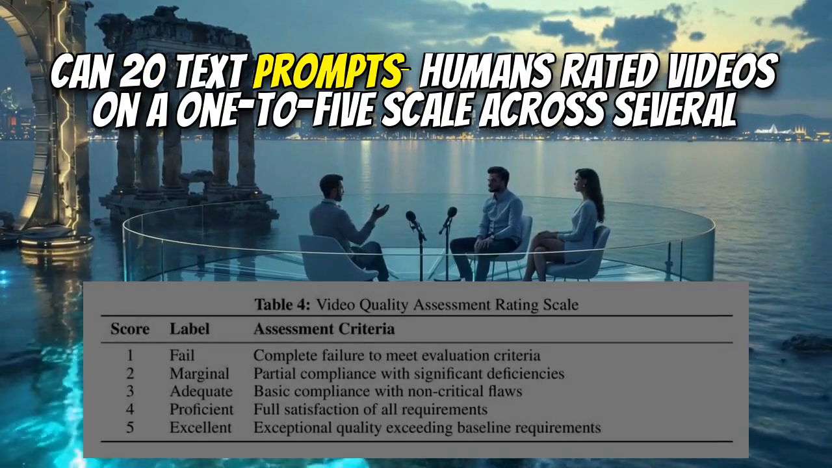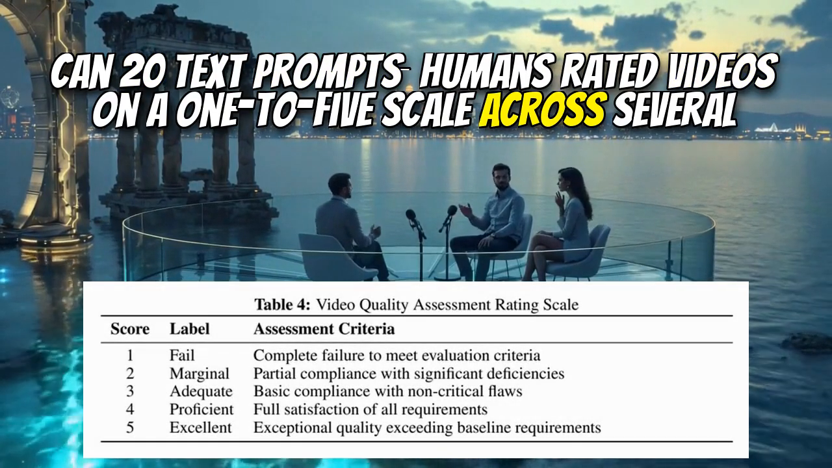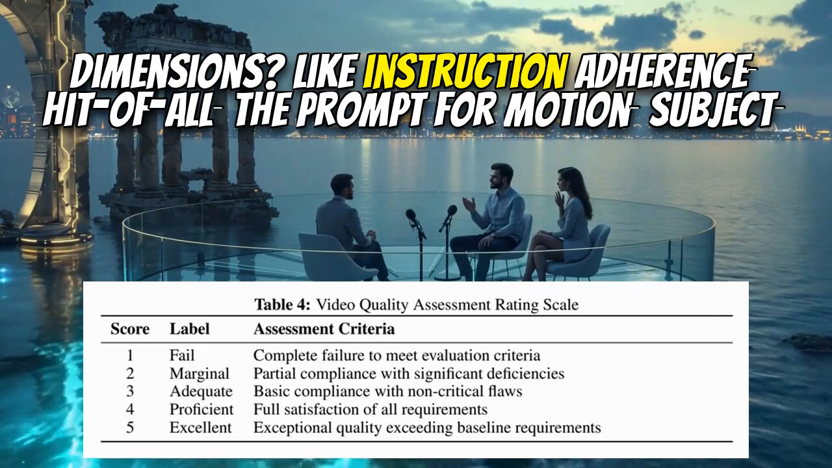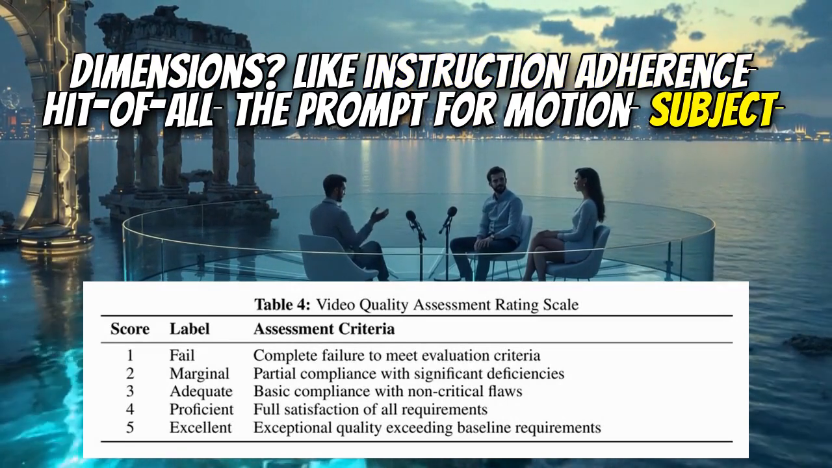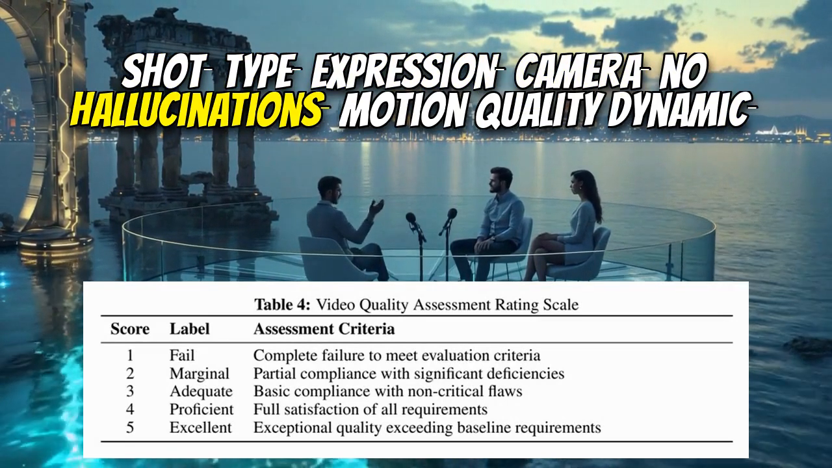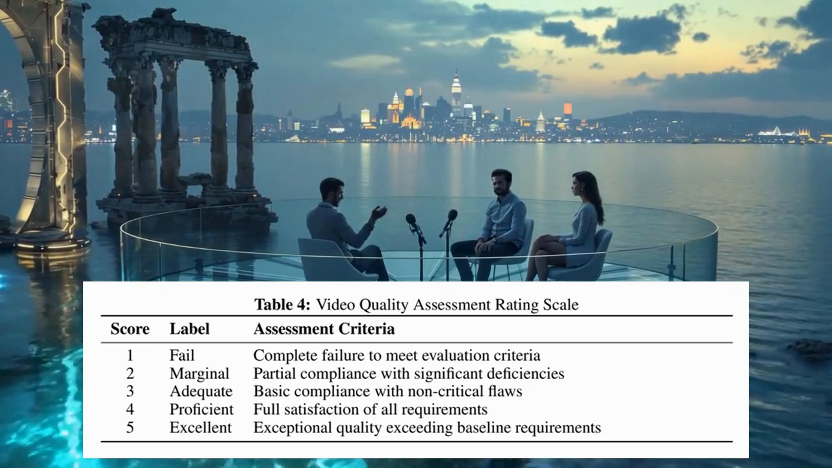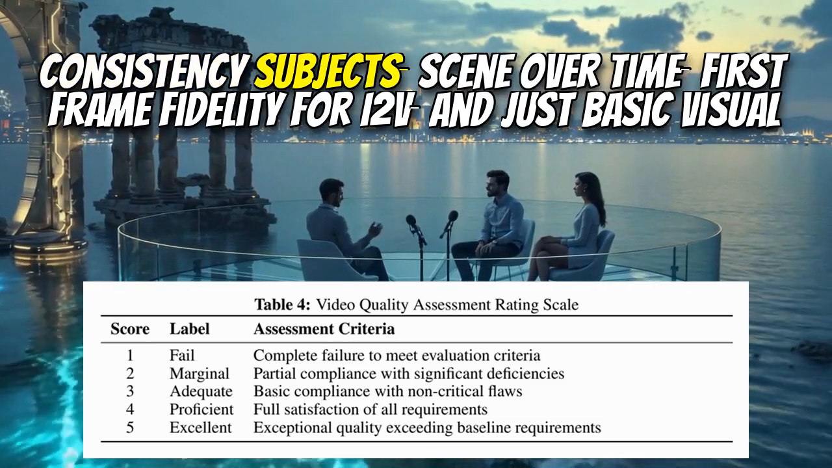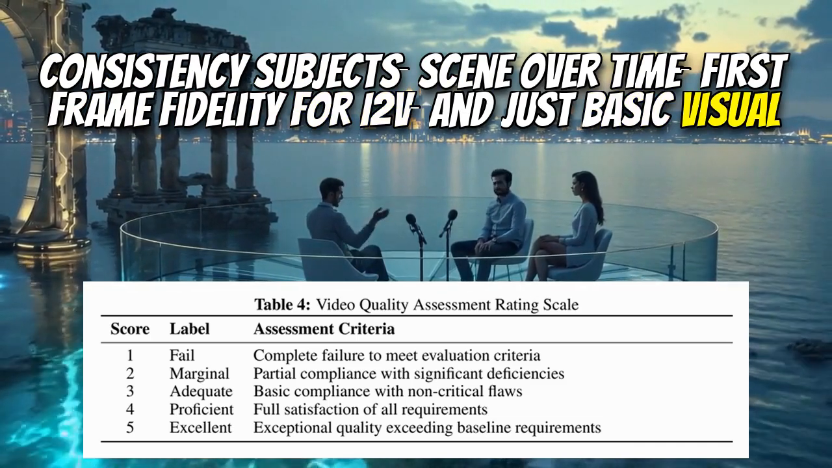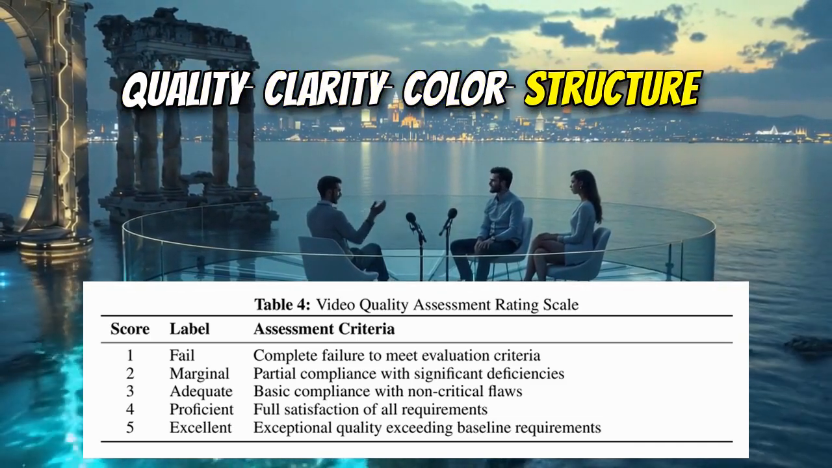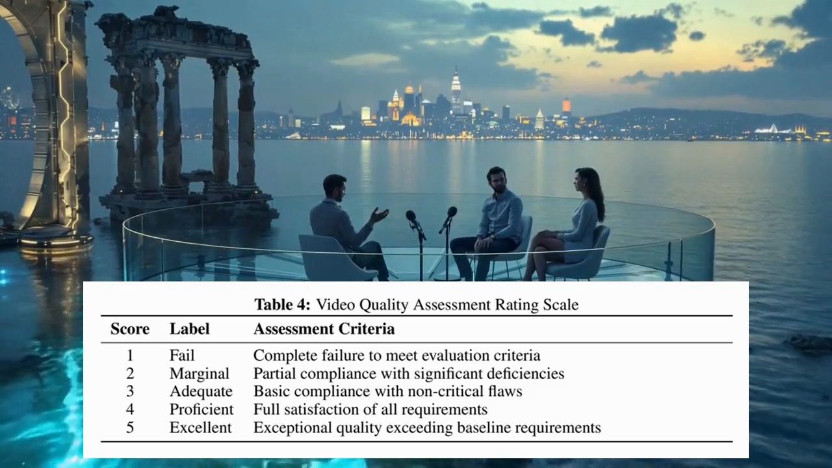Around 1,020 text prompts, humans rated videos on a 1 to 5 scale across several dimensions, like instruction adherence, did it follow the prompt for motion, subject, shot type, expression, camera, no hallucinations. Motion quality: dynamic, fluid, plausible. Consistency: subject seen over time, first frame fidelity for I2V, and just basic visual quality, clarity, color, structure. So detailed human feedback. Very detailed.